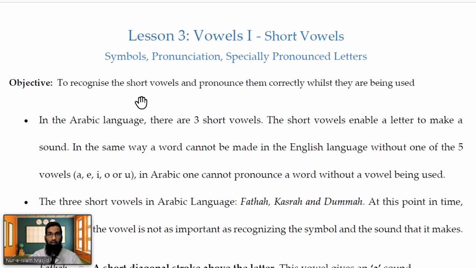Okay. So we have here fatha, kasra, and dhamma. Can you say that with me? Fatha, kasra, dhamma. Right? Fatha, kasra, and dhamma. So these 3 are the ones that make the sound in the vowels.